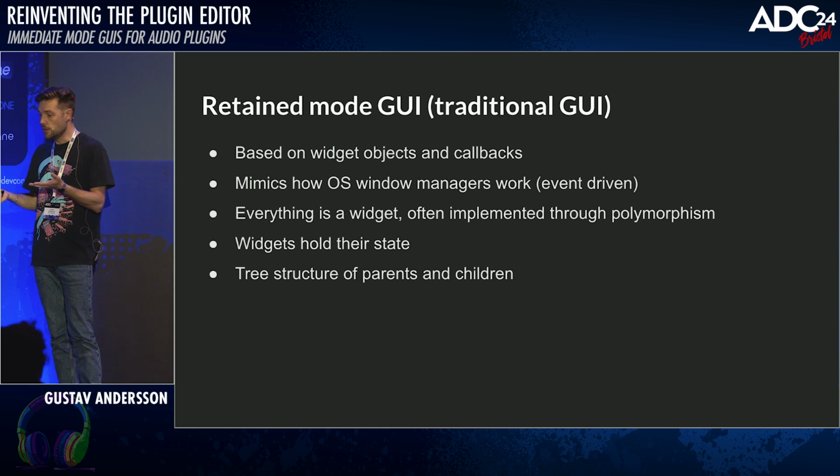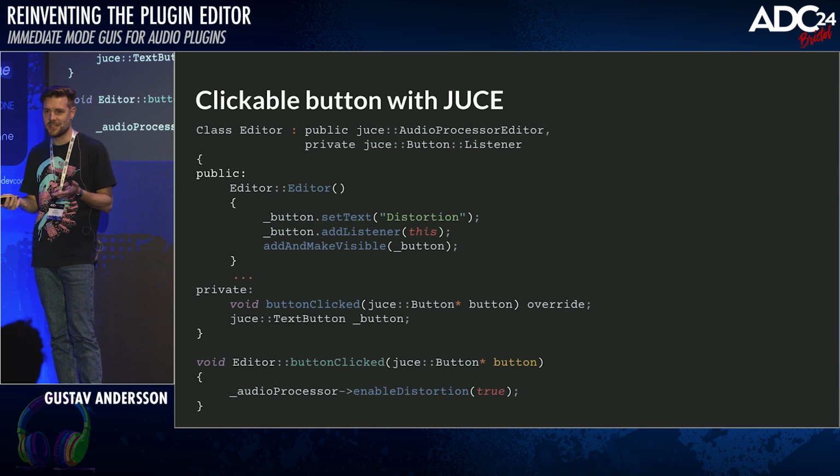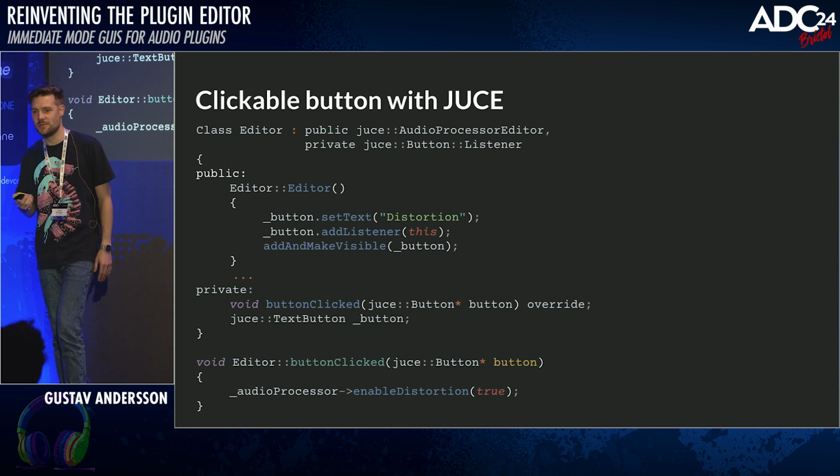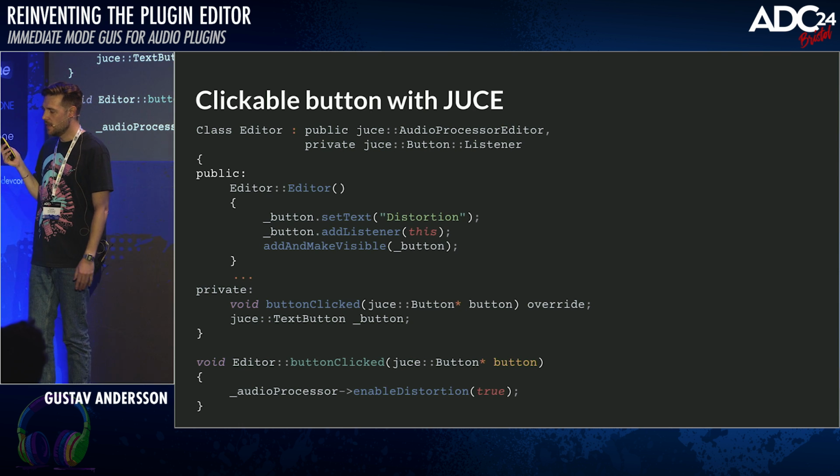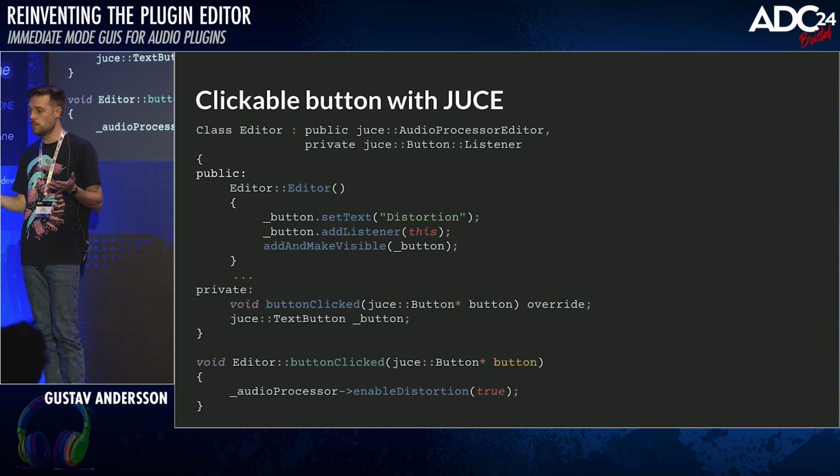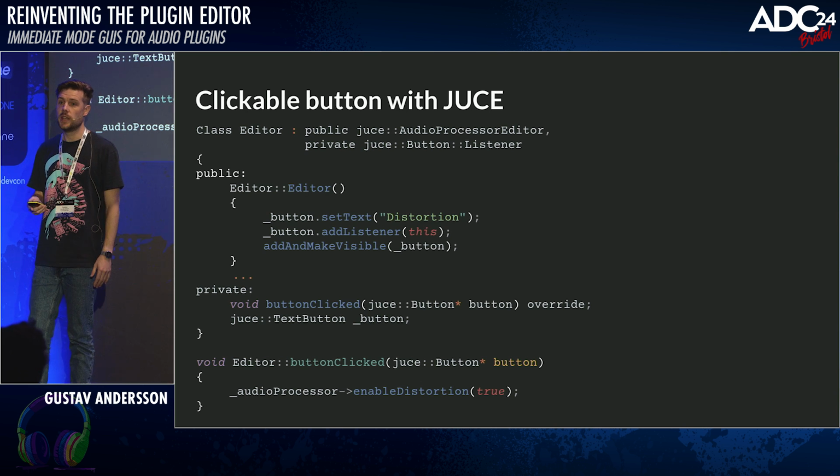So yeah, how does this look? Finally, some code. I think everyone was waiting for this, but I've tried to unpack this. What I've tried to make here is the minimal amount of code needed to get a clickable button in a JUCE-based plugin editor.